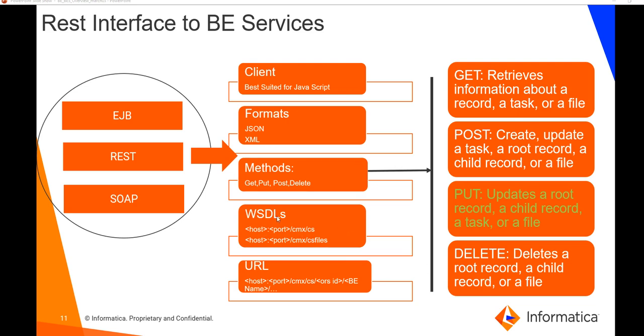And the WSDLs. Okay, so I have created my business entity model. How to find the WSDL files? Since REST follows the HTTP protocol, you use your host, port and CMX CS files. You'll have all WSDL files available. Also, through the HTTP call, if you want to fire any get call, you should use your host port CMX constant value CMX CS, then your ORS ID followed by the B name, ORO ID object, etc.